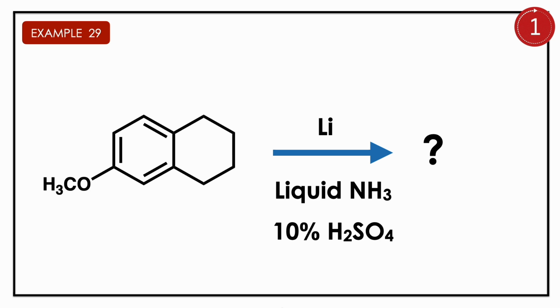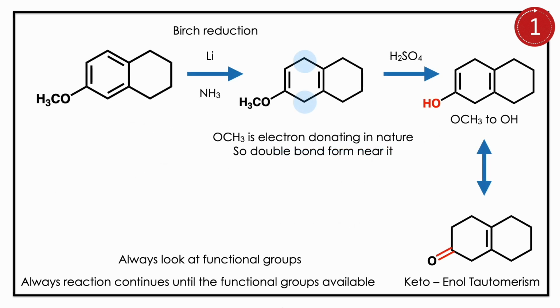Then the next example: you have benzene fused with cyclohexane, with an ether on the benzene ring. You are reacting with lithium and liquid ammonia and sulfuric acid. You should find what will be the final product. Here you have benzene and cyclohexane. You are using lithium and liquid ammonia.